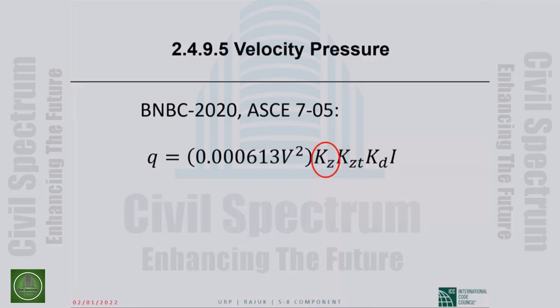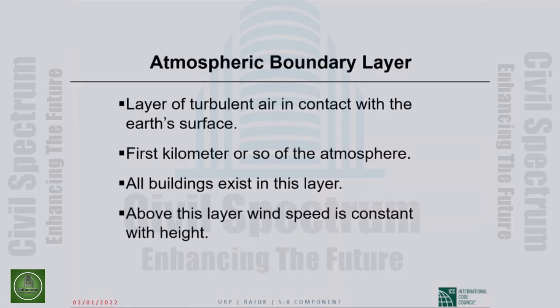Okay, that's where K sub Z comes in. K sub Z takes us from the basic wind speed, which is at 10 meters above ground of exposure B, to wind speed at any height above ground of any exposure. It's the combined height and exposure coefficient. Okay, K sub Z, extremely important. And this is where the boundary layer effects come in.